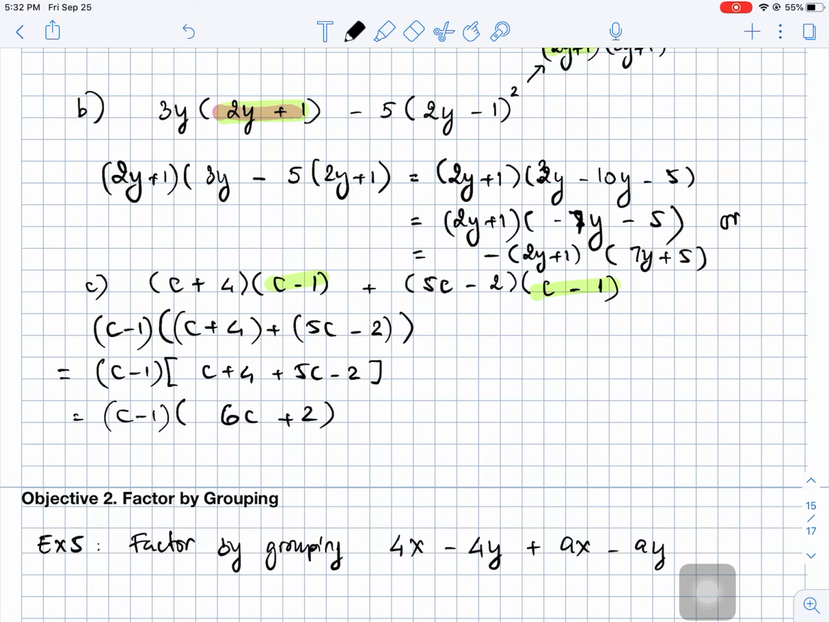Now you look back at your factors and you see that the 6C plus 2 we can factor more. The 2 is a common factor for that. So you get C minus 1. We will pull out the 2. Then we got 3C plus 1. Or you can write 2 in the front because it is the smaller group. And we got the final answer: 2 times C minus 1 times 3C plus 1.